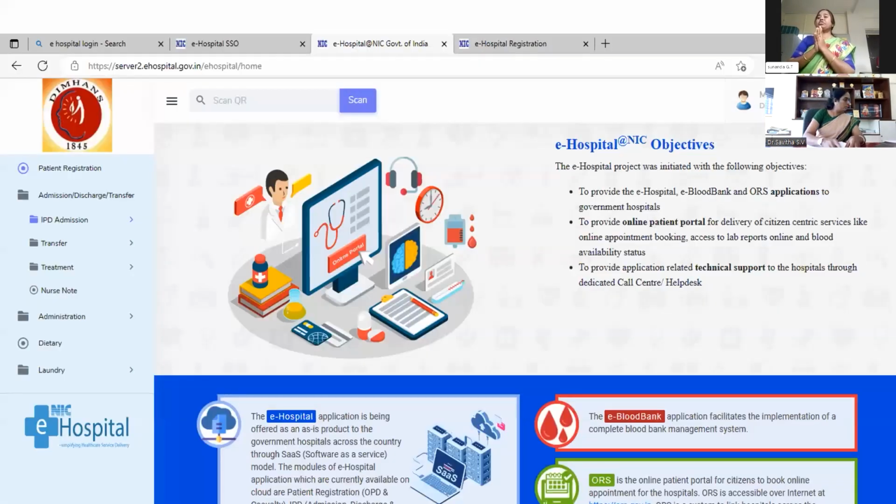E-hospitals were introduced in 2015, and it was made mandatory that all government hospitals attach to this. In this, you can see on the left side there are some parameters. First one is patient registration, admission, discharge, transfer, treatment, nurses notes, administration, dietary, and laundry. These are all the activities we are performing through computers. Okay, now next slide, please.